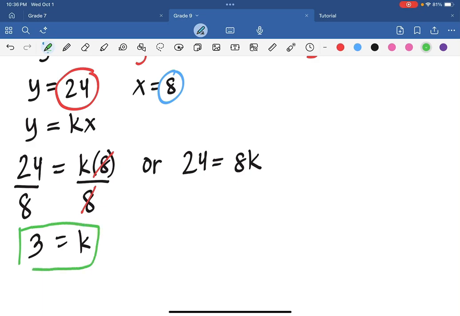So based on this, we can conclude that given y equals 24 and x equals 8, we can make an equation out of this. So we could write y equals, the value of the constant k is 3, so we could write it y equals 3x. And this is the equation.